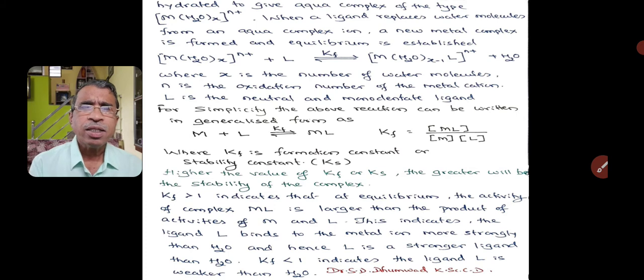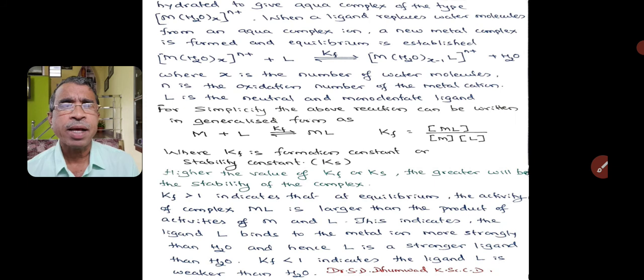It is to be noted that the higher the value of the formation constant or stability constant, the greater will be the stability of the complex. Very important statement: if the formation constant or stability constant is greater than 1, it indicates that at equilibrium, the activity of the complex ML is larger than the product of activities of the metal ion and ligand.